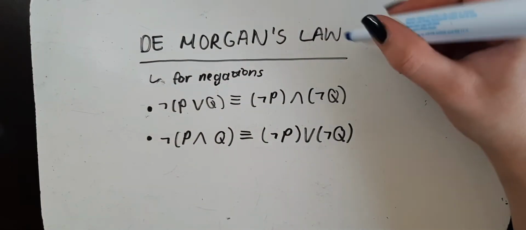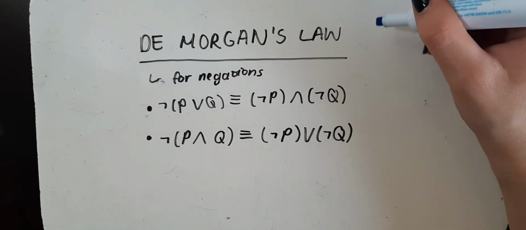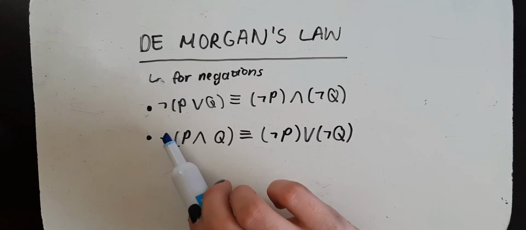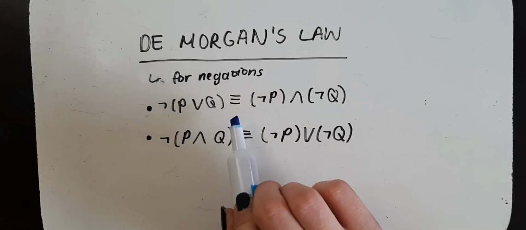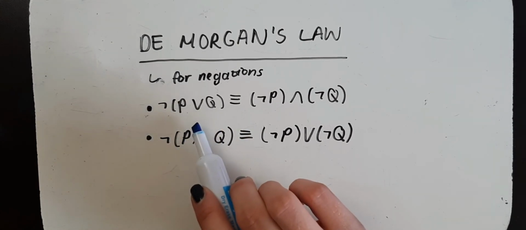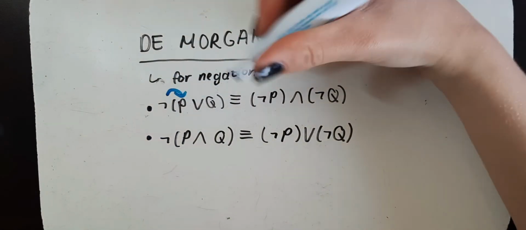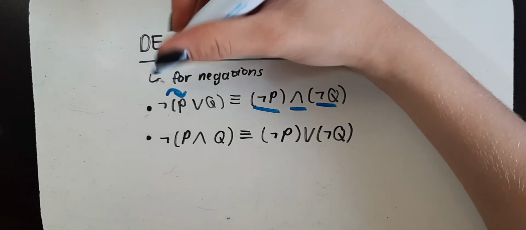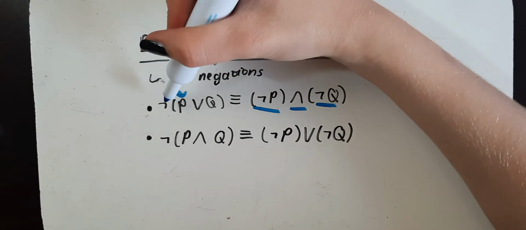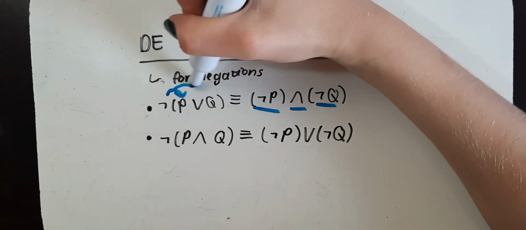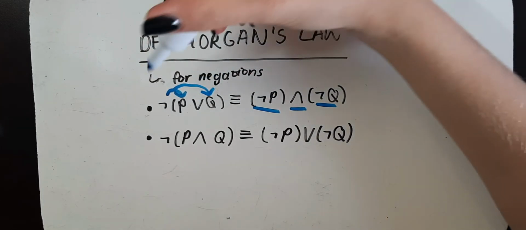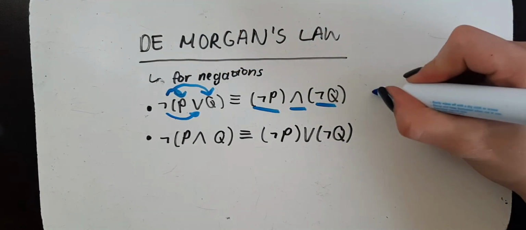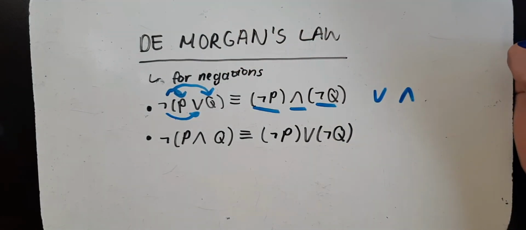The last law is De Morgan's law. De Morgan's law is used for negations. So if we look at the example of not (P or Q), then this will be logically equivalent to not P and not Q, because we have multiplied, in a sense, the negation of the P to get not P, and the negation of the Q to get not Q, and also the negation with the disjunction to get the conjunction, because the disjunction and the conjunction are opposites.